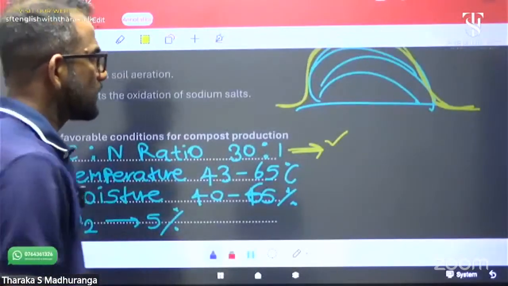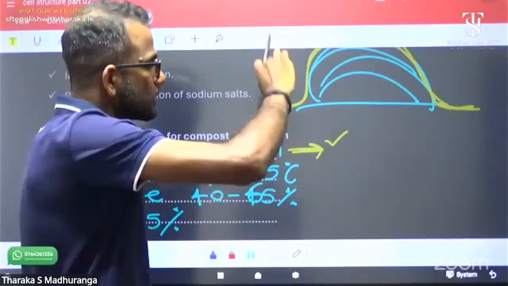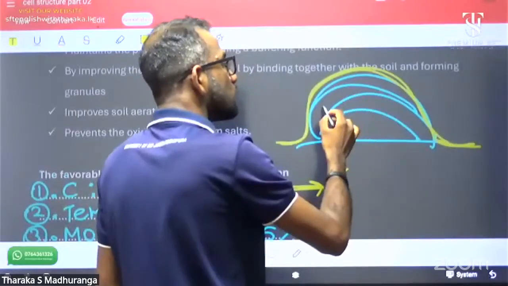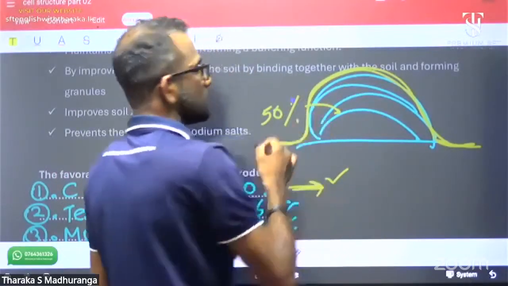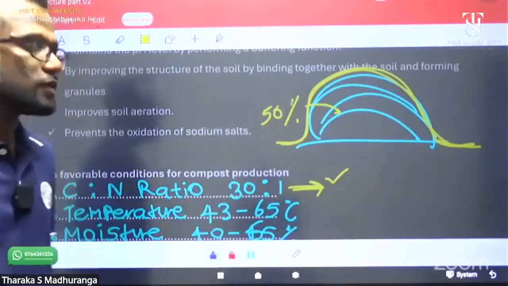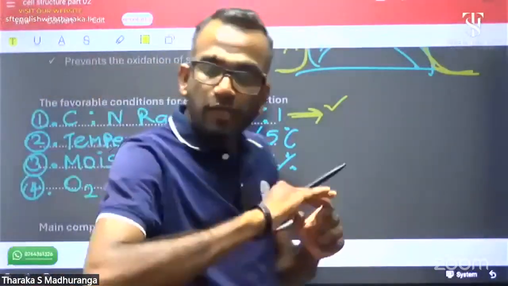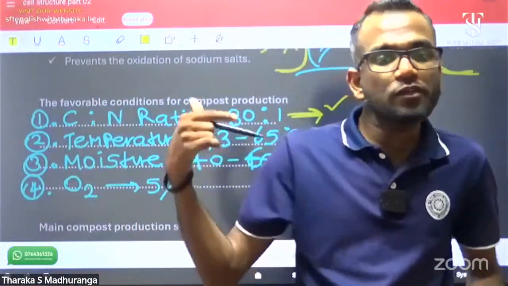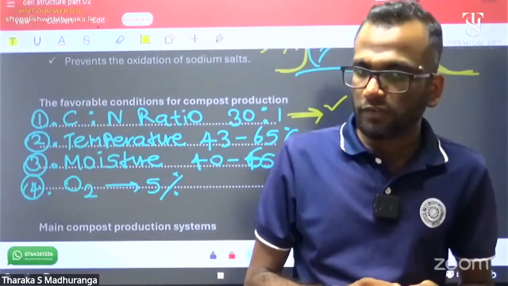Then we can maintain the inside temperature, right? Before covering, we have to introduce 50% moisture. And how do we introduce oxygen, 5%, now that it is completely closed? Initially, it contains some percentage of oxygen, no problem.